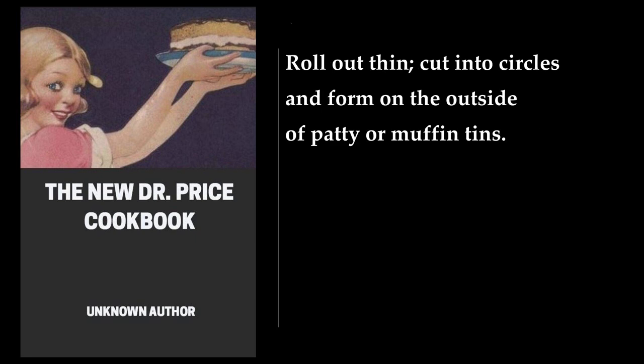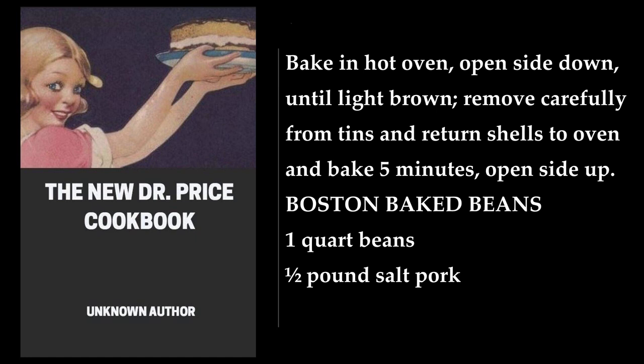Roll out thin, cut into circles and form on the outside of patty or muffin tins. Bake in hot oven, open side down, until light brown, remove carefully from tins and return shells to oven and bake 5 minutes, open side up.